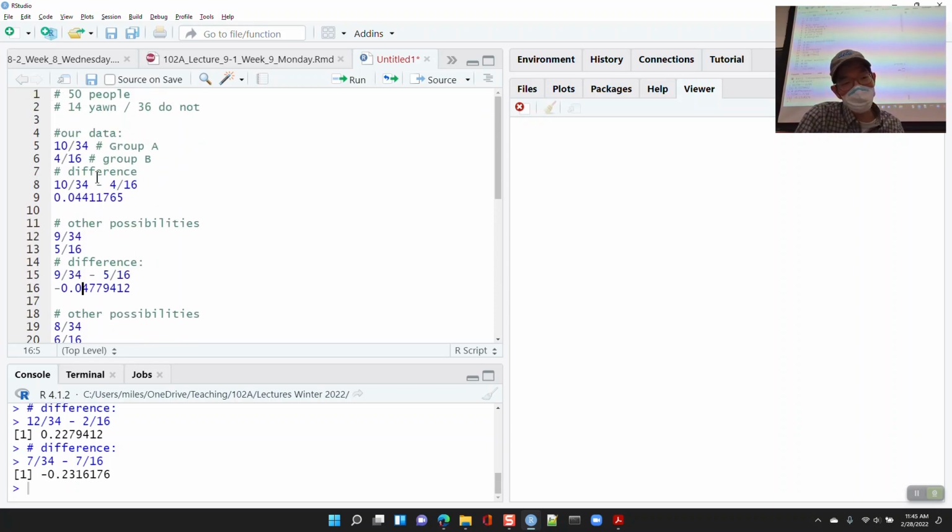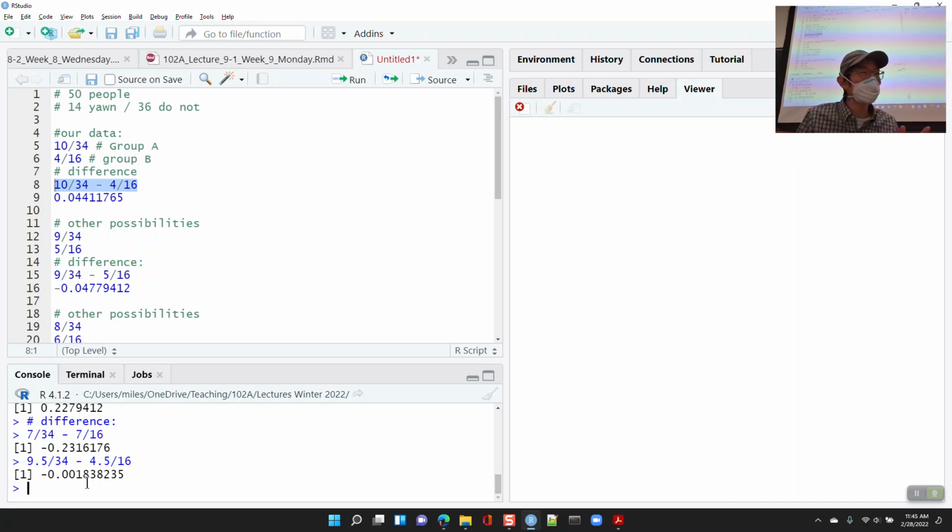The only way you could get something smaller than 0.044 is if you had like 9.5 and 4.5. Instead of 10 and 4, if you said, well, I had 9.5 versus 4.5 people, sure, that would give you something closer to 0. But you cannot have 9.5 yawners in one group and 4.5 in the other group. You're either going to have 9 and 5, or 10 and 4, or something like that. You can't have half a person.